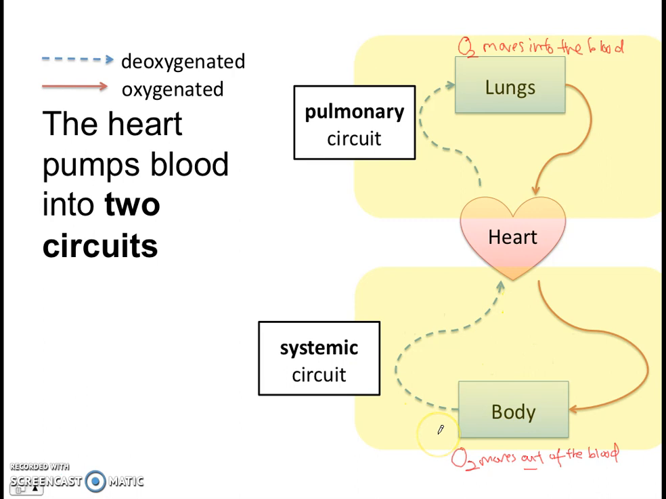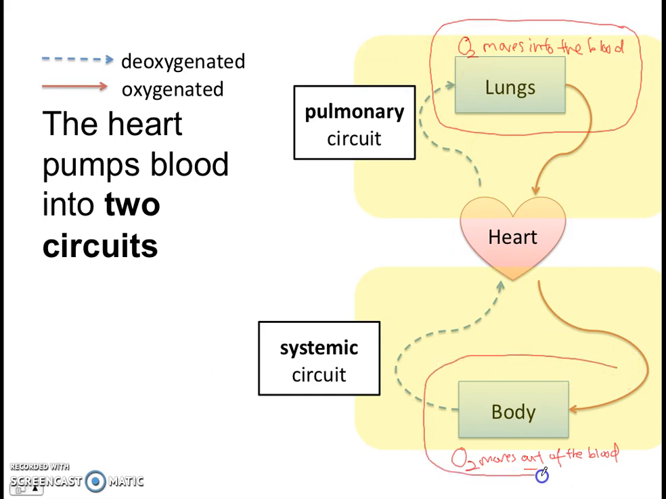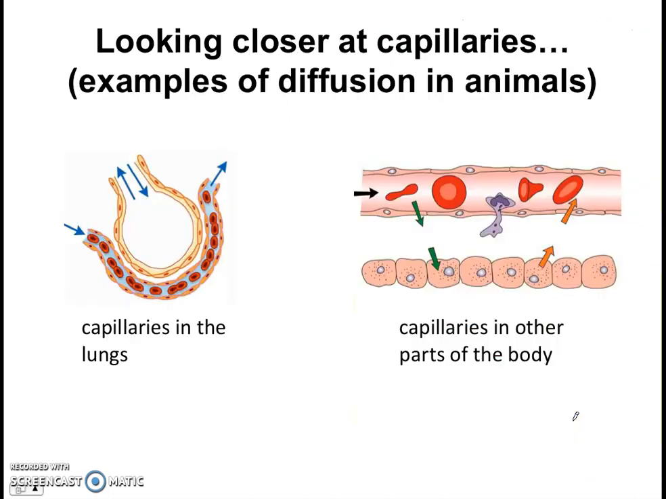That's the second circuit. Now in this video, we're going to take a closer look at what happens in the lungs and in the body. So we're going to start by looking at what happens in the lungs, how oxygen moves into the blood, and then we'll take a look at what happens in the body, how oxygen moves out of the blood. You ready for it? Let's go.